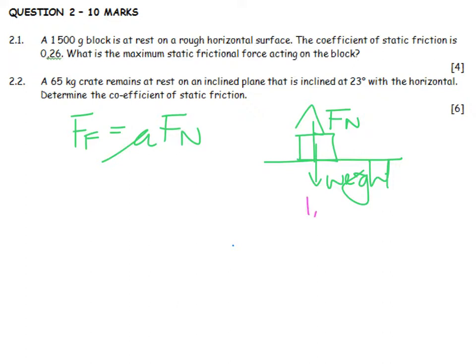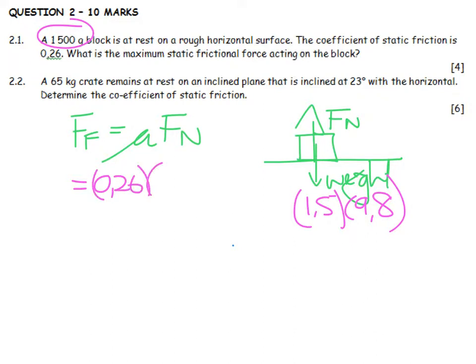It's 1,5 multiplied by 9,8. Don't forget, this 1,500 grams is 1,5 kilograms, and so it is 0,26 times 1,5 times 9,8, which is equal to 3,82 newtons.